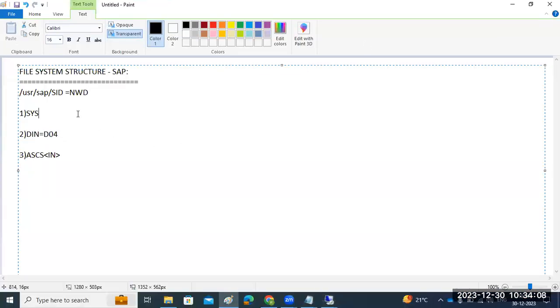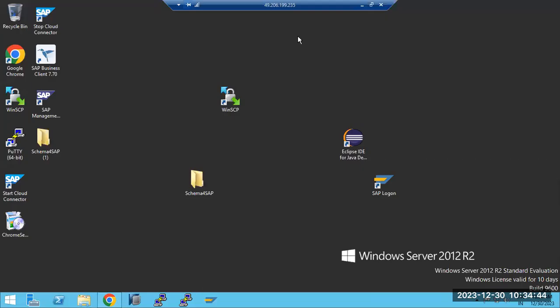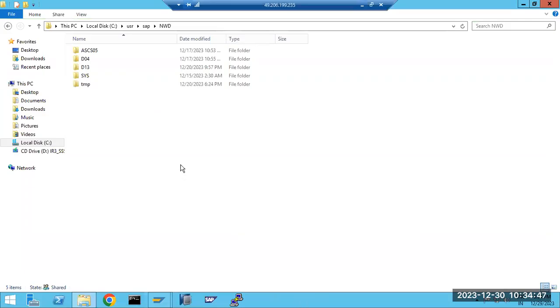If you talk about SYS, under SYS we again have three folders: profile, global, and exe. These are the three folders under the SYS folder. So at the operating system level, under SYS you have profile, global directory, and exe.